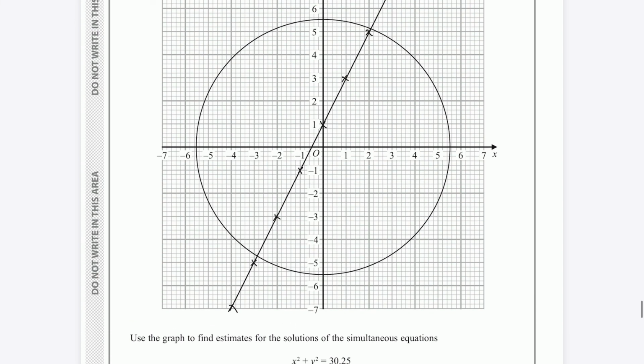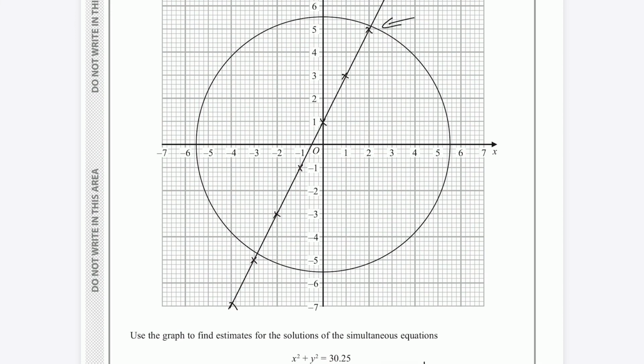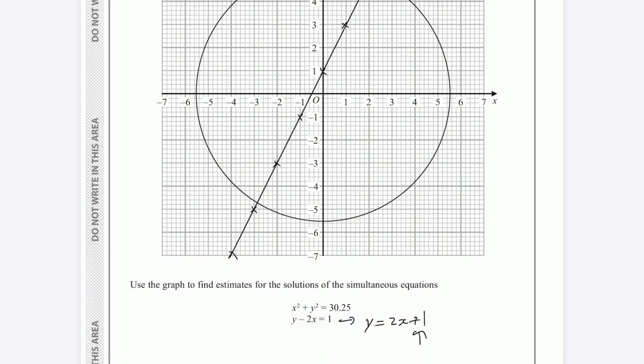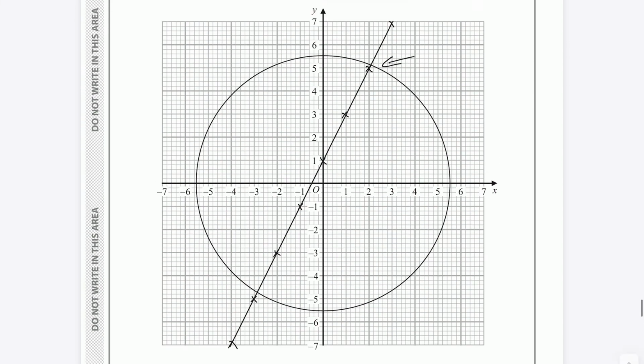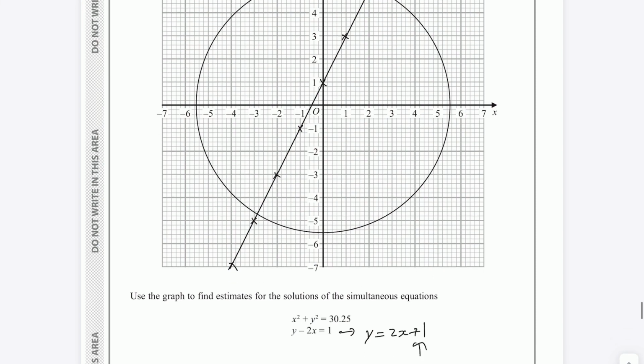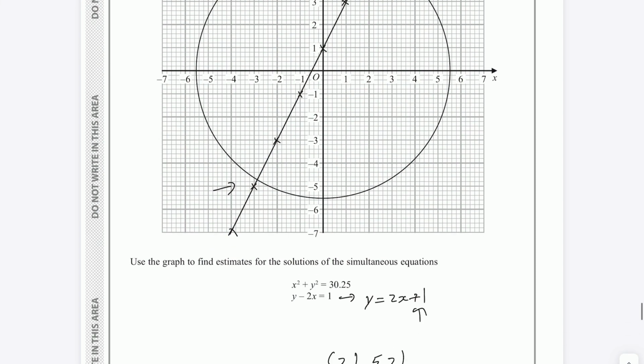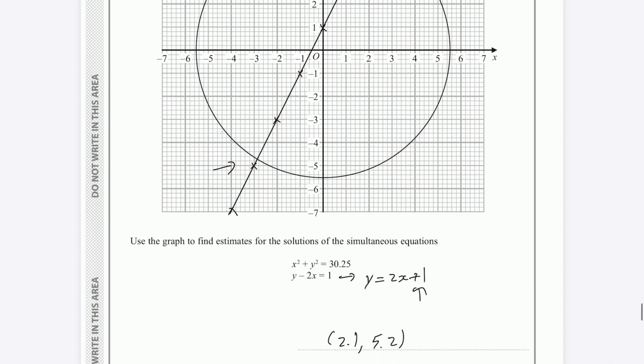And now with this question, you want to be as accurate as you can. So the first one that I can see up there, the coordinates I can read off there are 2.1 for x and 5.2 for y. And then for this bottom one down here, I can read x as minus 2.9, and for y, it is reading off as minus 4.7 for me.